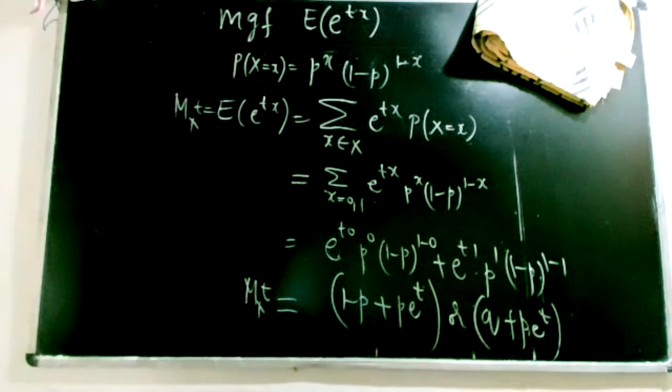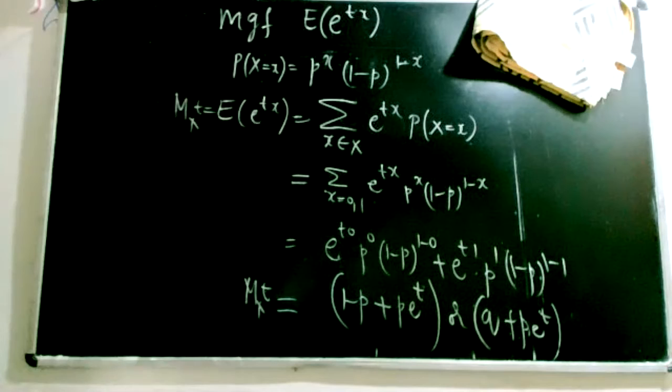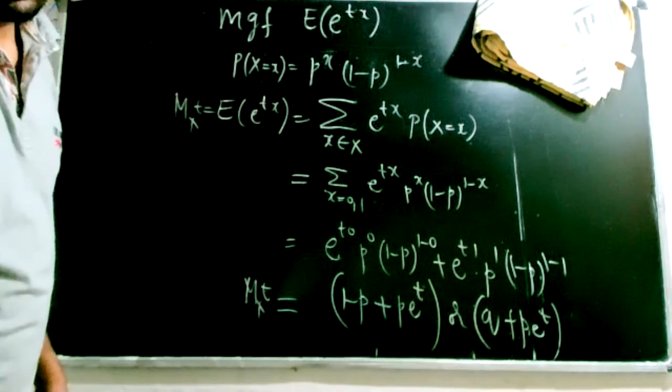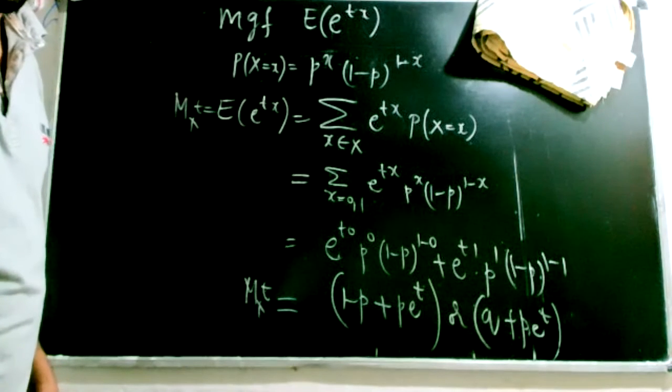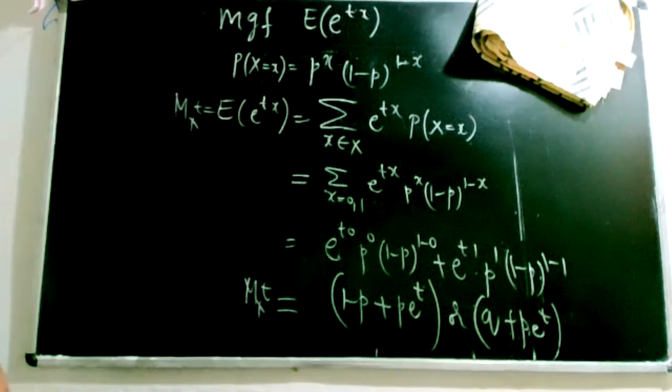So again, we have derived these results, and you must remember all of them. So questions could be: derive the MGF of the Bernoulli distribution, and further they could say, hence obtain the first 4 moments from the distribution. So we know how to obtain the moments from the MGF.